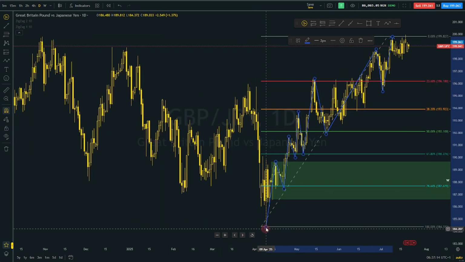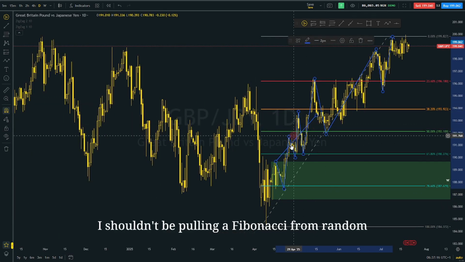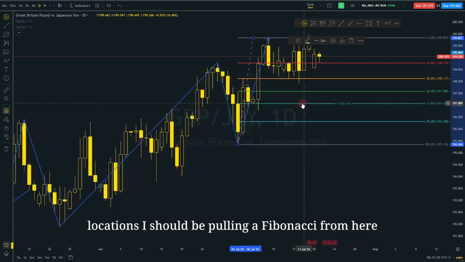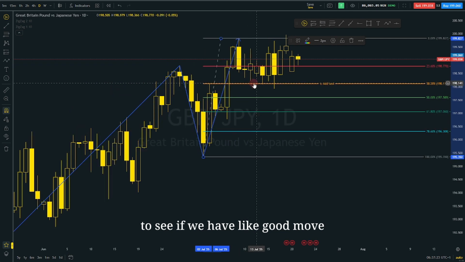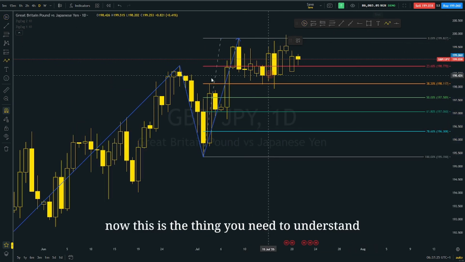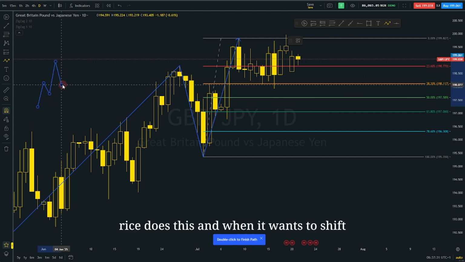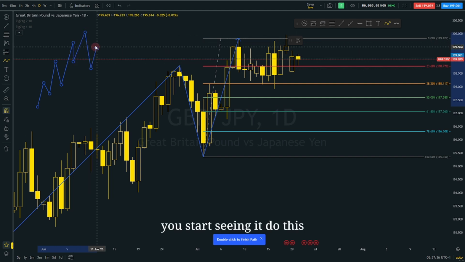In other words, when I pull a Fibonacci, I shouldn't be pulling a Fibonacci from random locations. I should be pulling a Fibonacci from here to see if we have a good move. But then again, this is the thing you need to understand. Price does this, price does this, and when it wants to shift, you start seeing it do this.